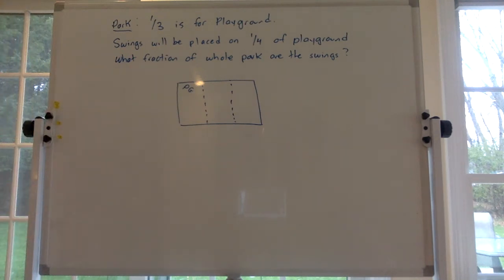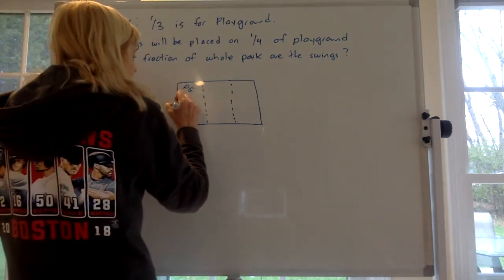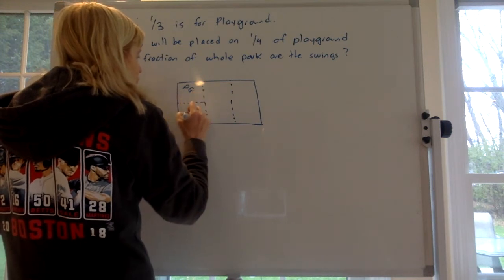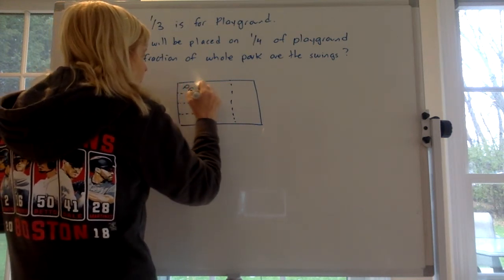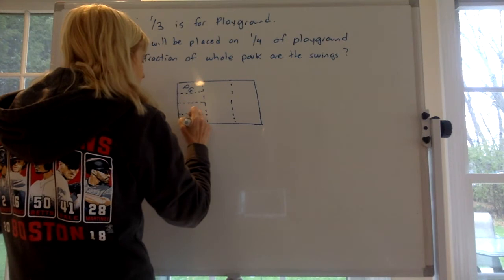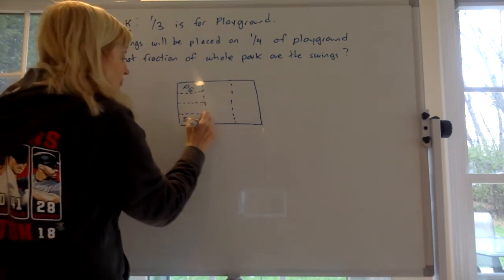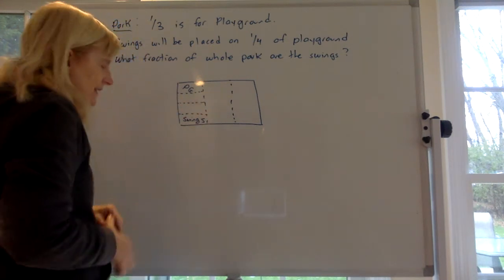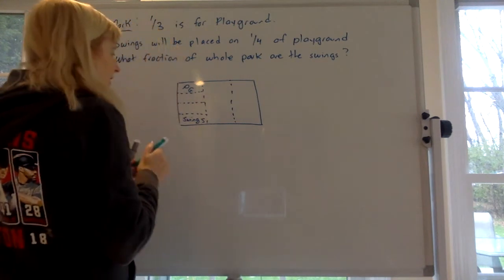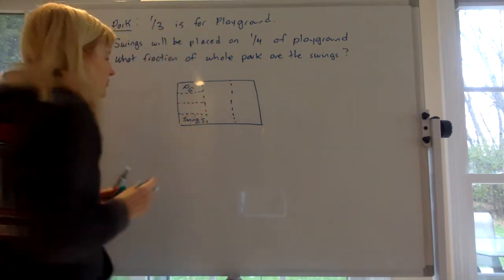Now we've got to figure out the swings. The swings will be placed on a quarter of the playground. So what I'm going to do now is divide this one strip that's the playground into fourths. And one of those is the swings. So that little rectangle down there is the swings.